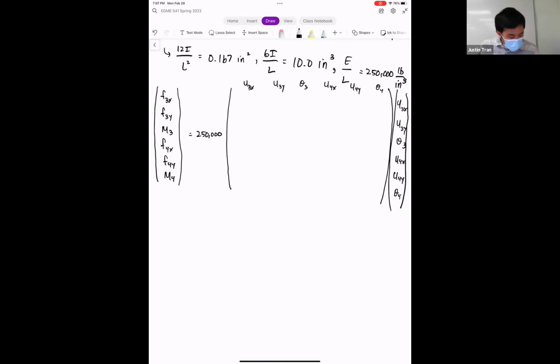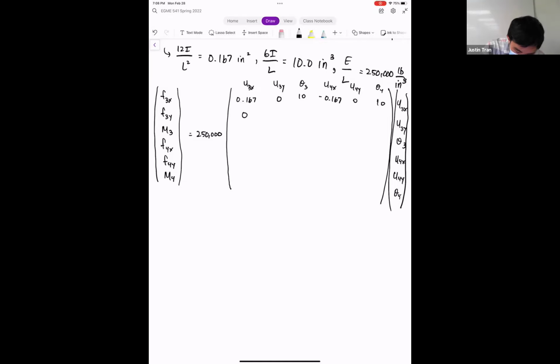Okay, so let's go ahead and start filling these in. We start with the first row. The first row, we have a positive 0.167, then a 0, then a 10, then minus 0.167, a 0 and 10. Since this is symmetric, I'm going to go ahead and write that into the first column.